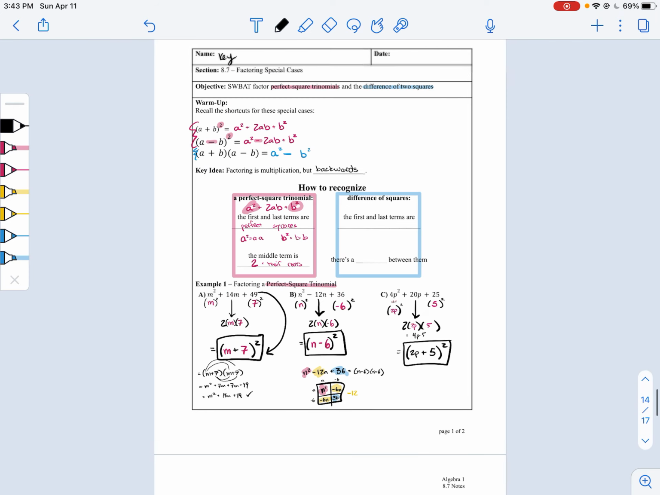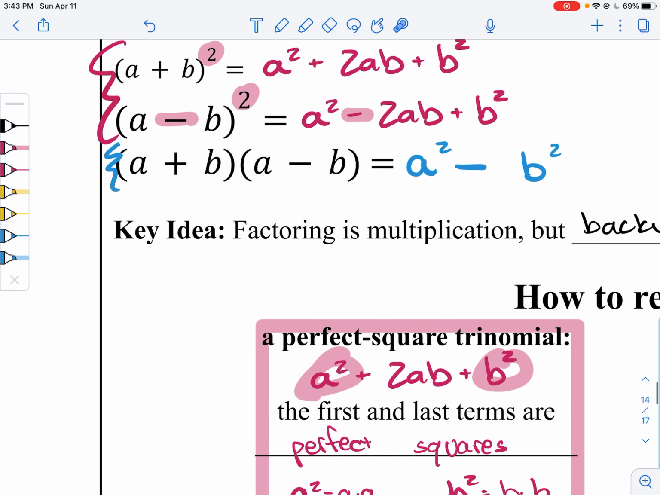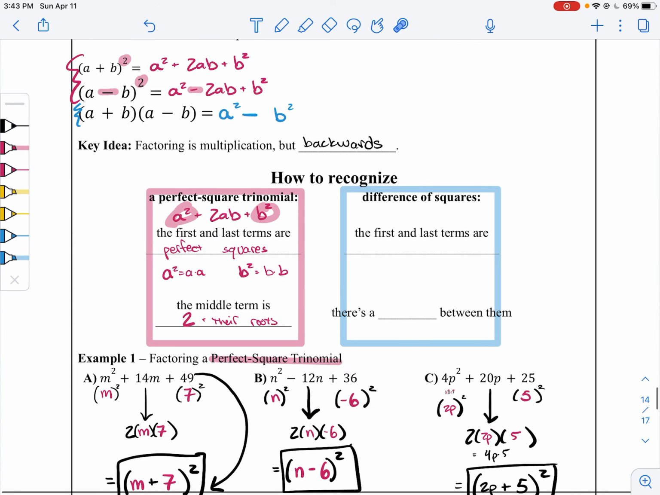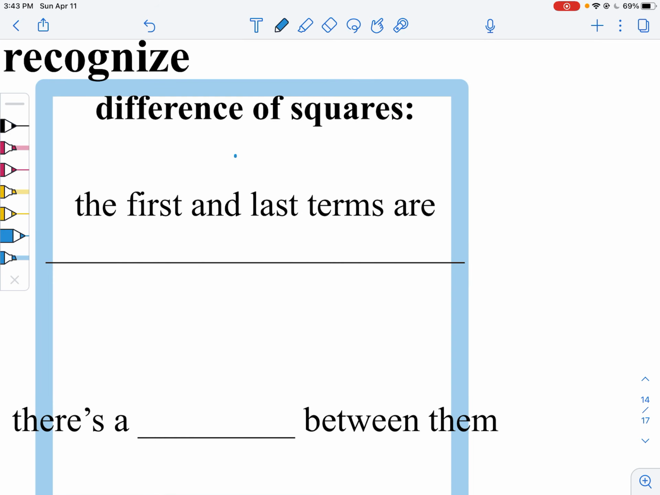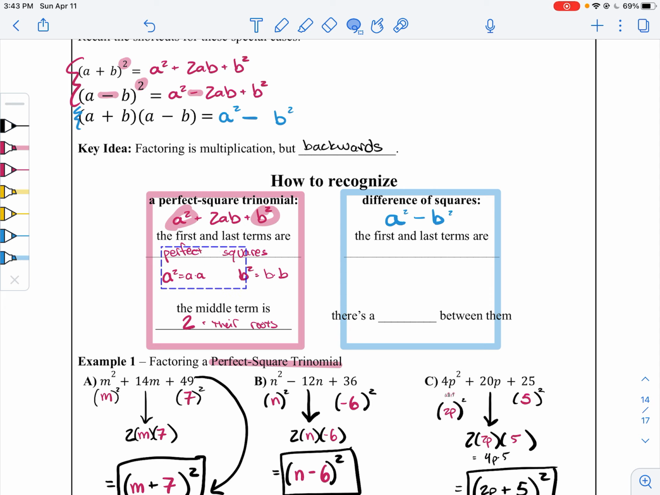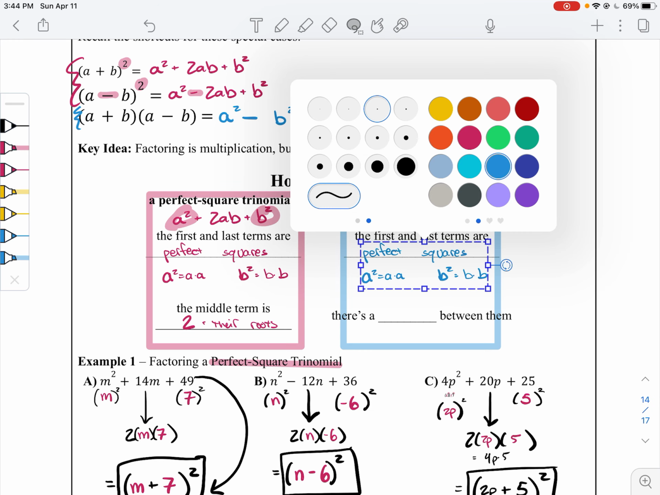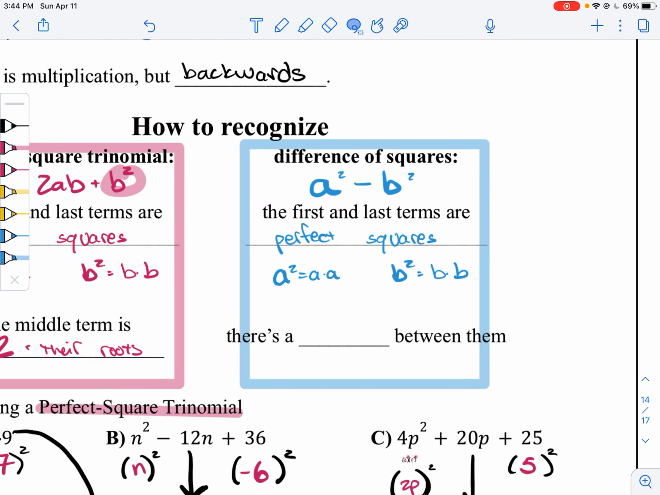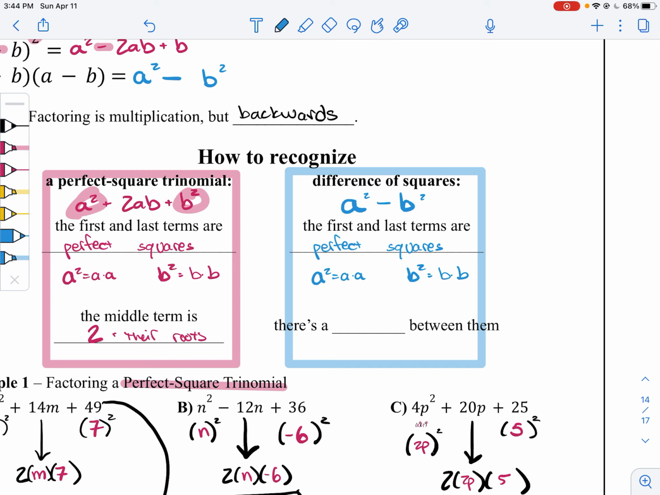And now, let's look at our difference of squares. Our difference of squares is my personal favorite kind of factoring situation. It's the plus and the minus guy. So a difference of squares is what happens when you have a difference of two things that are squared. Okay, so you check again that the first and last terms are in fact perfect squares. But this time, instead of having a 2ab between them, there's just a little minus sign between them.